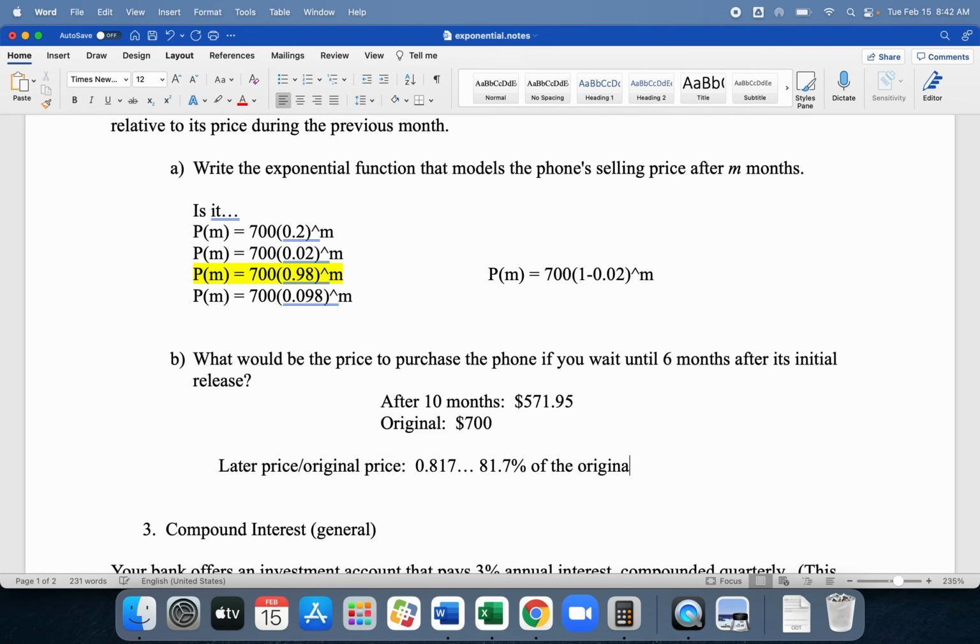The new price, this later price is about 81.7% of the original, rounded. Now, if I wanted to know what percent decrease is that, I could go back and do division again. I'm like, oh, well, if the value remaining is 81.7% of the original, then the percent decrease is the complementary percentage here, 18.3%.